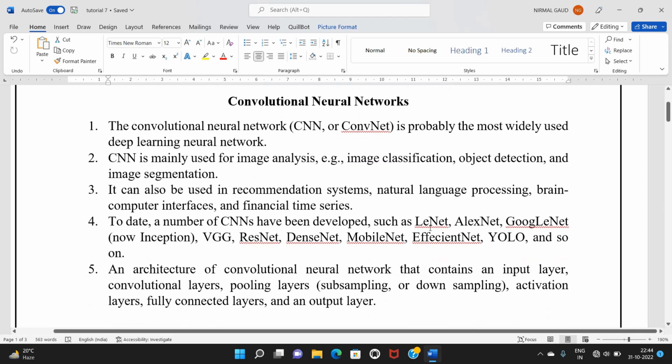Okay, so to date, if you talk about the various architectures or various technologies which are based upon CNN, they are LeNet, AlexNet, GoogleNet, that is now also called Inception, and we are having various versions of Inception algorithms also. That is Inception V3, Inception V2, V1, and so on. VGG, that is Visual Geometry Group. We are also having various versions of VGG also. VGG 16, VGG 19. Then ResNet, DenseNet, MobileNet, EfficientNet, YOLO, you only look once, and so on.